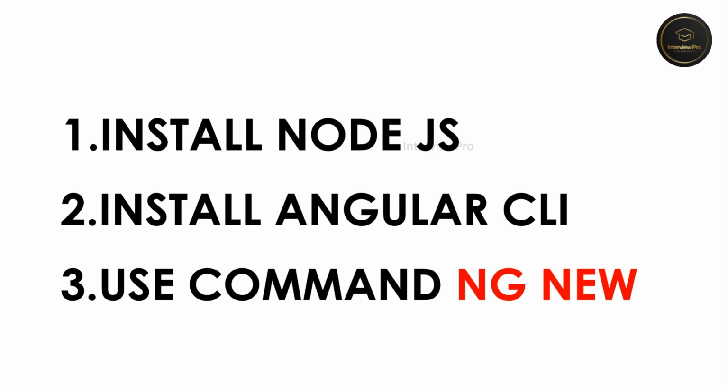Next time, if you create another new project, you don't have to follow step 1 and 2. You definitely don't have to follow step 1. But in step 2, if you haven't used hyphen g in the command, you may have to install it again. But I would recommend use hyphen g so that you don't have to repeat this step again and again whenever you create a new project. And the third step is ng new. You will be using ng new if you want to create new projects. This is how we set up the Angular application.